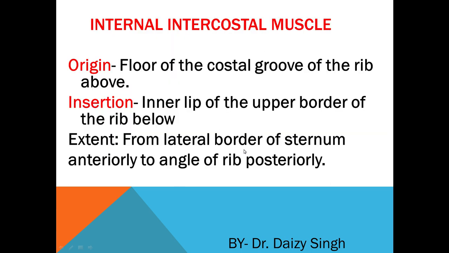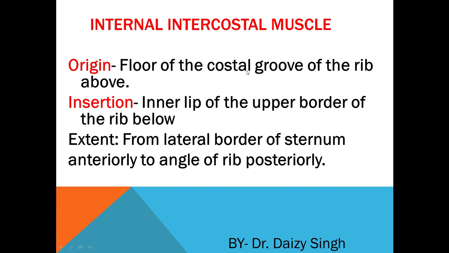Now let's study about the internal intercostal muscle. Internal intercostal muscle is present internal to the external intercostal muscle. Origin is from the floor of the costal groove. Costal groove, you are aware of this. Floor of the costal groove of the rib above, and insertion is into the inner lip of the upper border of the rib below, and its extent is from the lateral border of the sternum anteriorly to the angle of the rib posteriorly.